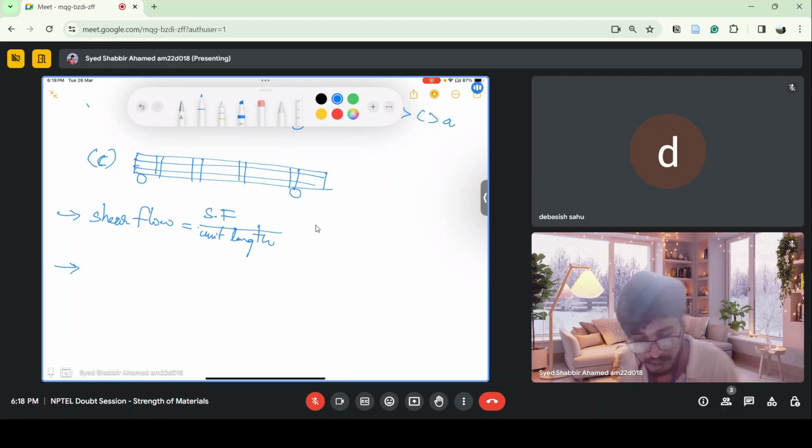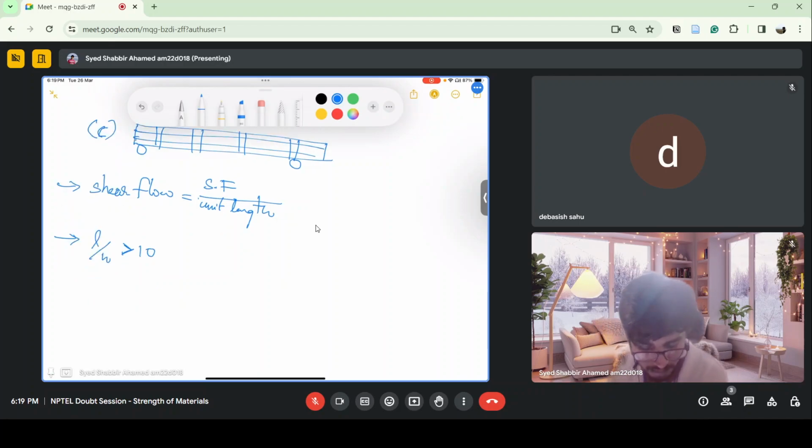A beam is called slender if the length to height, or length to depth, ratio is greater than 10, at least greater than 10. Then it is called a slender beam. And for a slender beam, L by H is equal to 10.